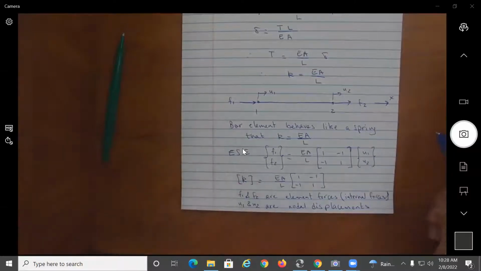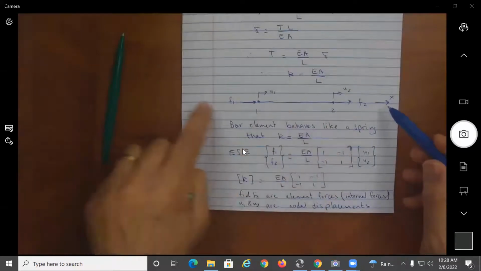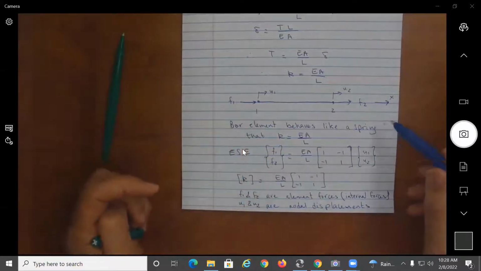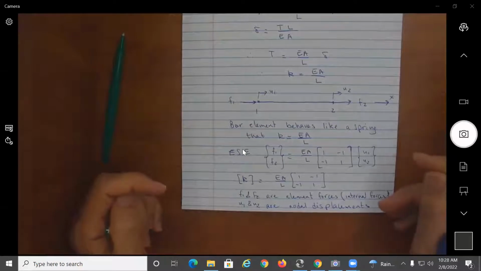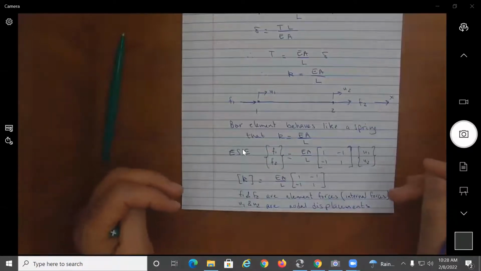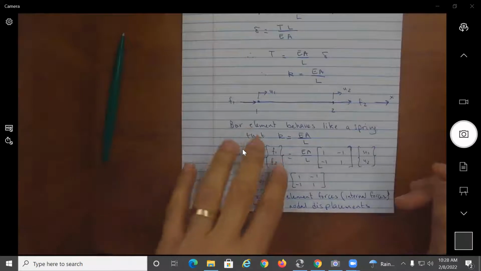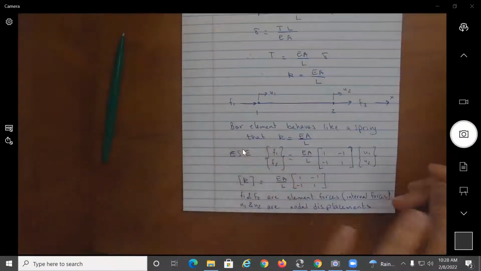If we have an assemblage, usually that X-axis oriented along the axis of the bar or the spring is referred to as the local axis. And then we have another set of axes for the structure called the global axis. And we need to go between local and global using transformation. I don't want to do that here. We're going to just keep it simple and keep everything the same. So if we're going to have an assemblage, it's also going to be along the same axis.